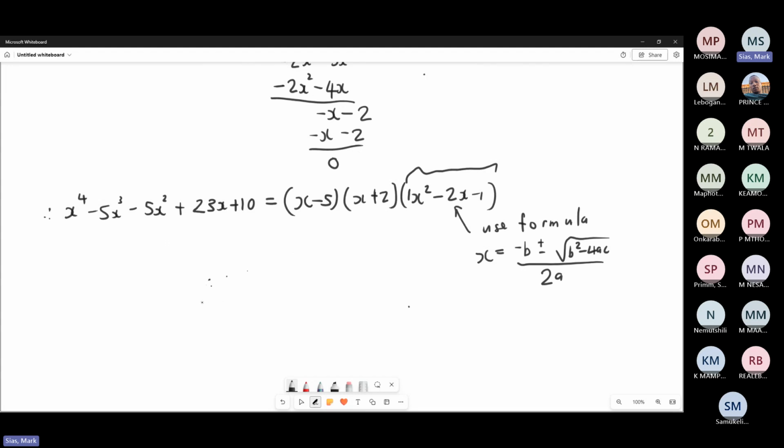So the zeros are, we had 5, and then we can see it's minus 2. And then using the quadratic formula, you'll see the other two roots are 1 plus or minus the square root of 2. So those are your zeros, guys, okay?